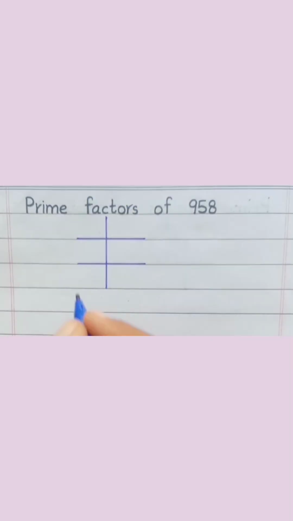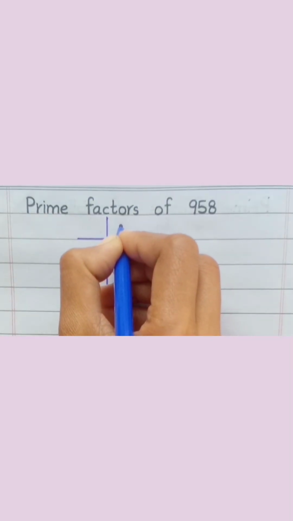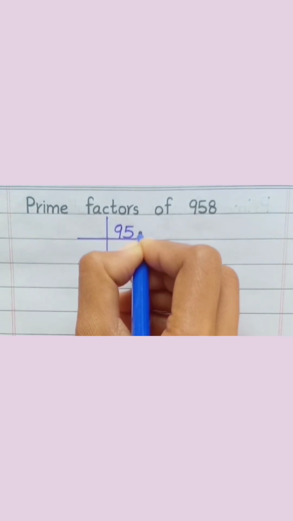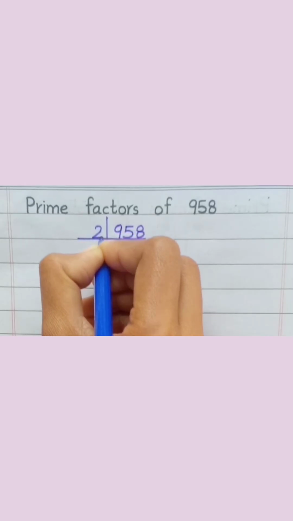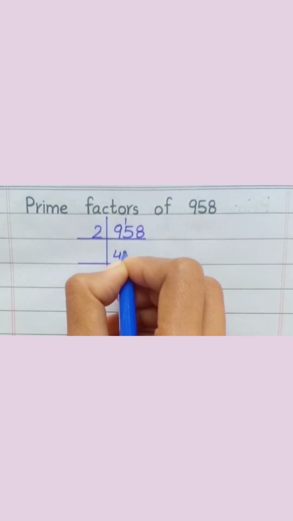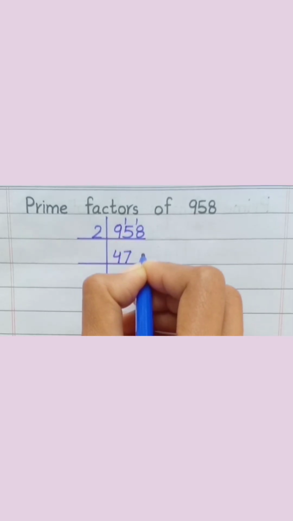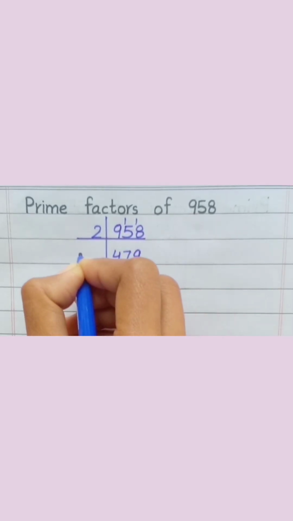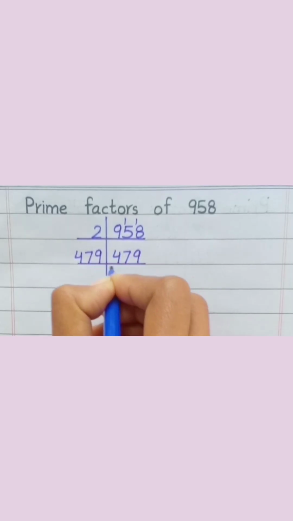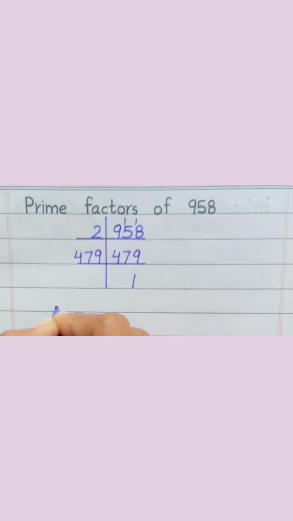Prime factors of 958. 2 4s are 8, 2 7s are 14, 2 9s are 18, 479 ones are 479. 958 equals 2 multiply 479.